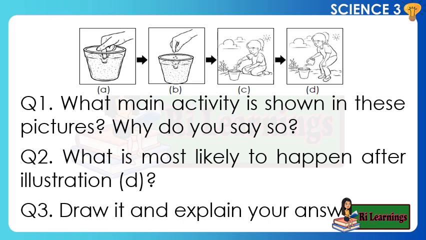Q1. What main activity is shown in these pictures? Why do you say so? Q2. What is most likely to happen after illustration D? Q3. Draw it and explain your answer.